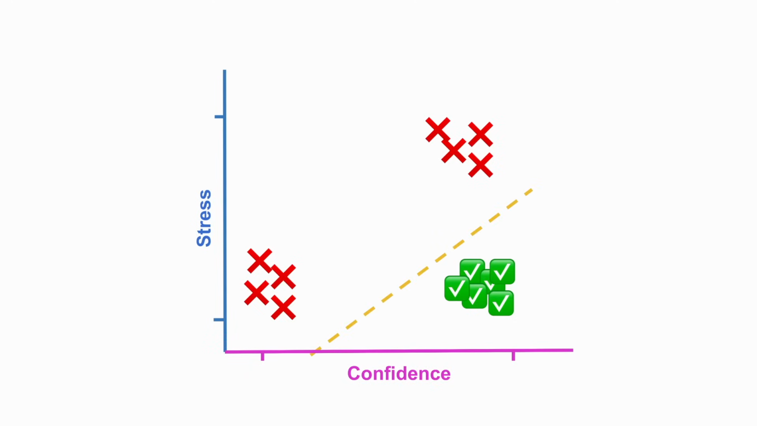We call this new feature space our hidden feature space. Hidden because it's not directly available in our dataset. It was discovered by these two logistic regression models. A third logistic regression model in this hidden feature space helps us translate these combinations of stress and confidence into probabilities of passing the exam.